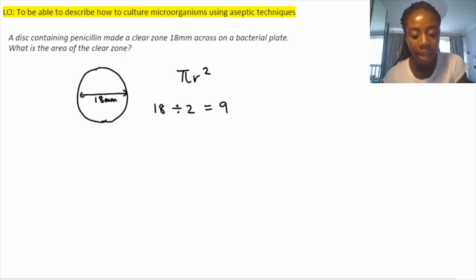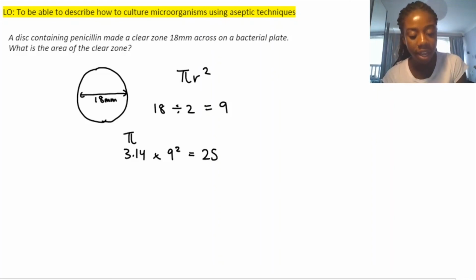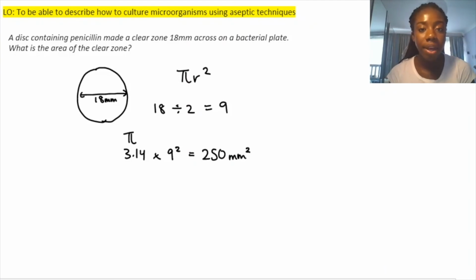So we get pi, which is roughly 3.14, but use your calculator, times 9 to the power of 2. And to two significant figures, that is 250 millimeters squared. I'm going to have to put the squared because obviously it's a value of area.